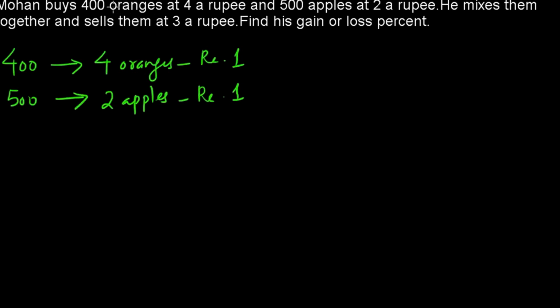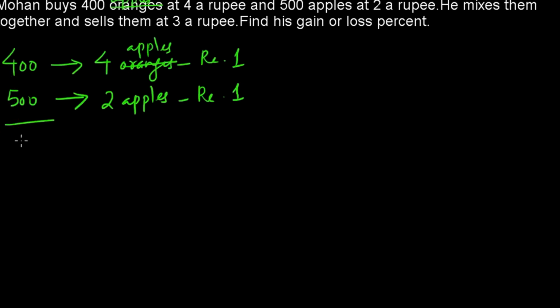Okay, so sorry, both of these are apples. This is also apples only. So he is buying 400 apples at the rate of 4 apples for 1 rupee and also 500 apples at the rate of 2 apples for 1 rupee. Then he is mixing them together.